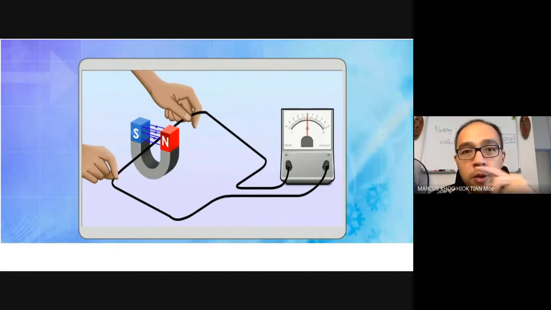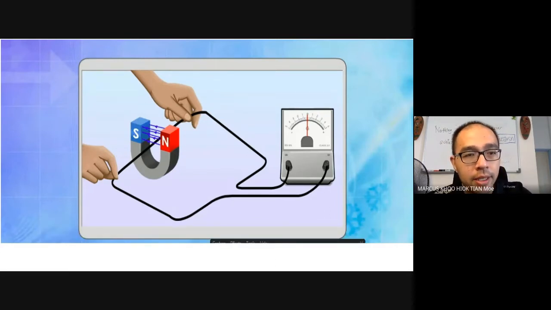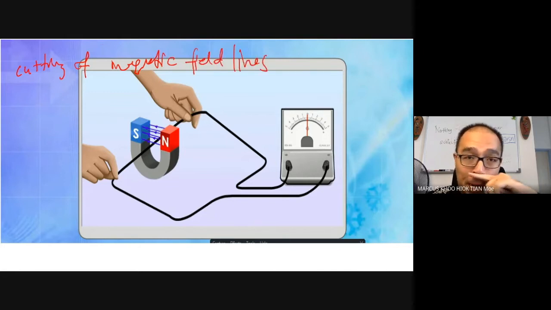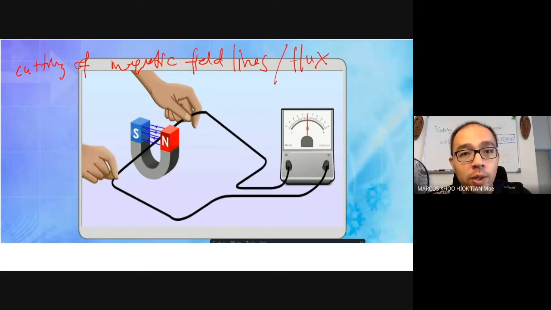Okay, a few keywords that you're going to hear a lot in this subtopic. Number one is the word cutting of magnetic field lines. Now the word magnetic field lines is also known as the word magnetic flux. Depending on where you study this, most Americans like to use the word flux. Because we are from the British system, we like to use the word magnetic field lines. So both of them mean the same thing.